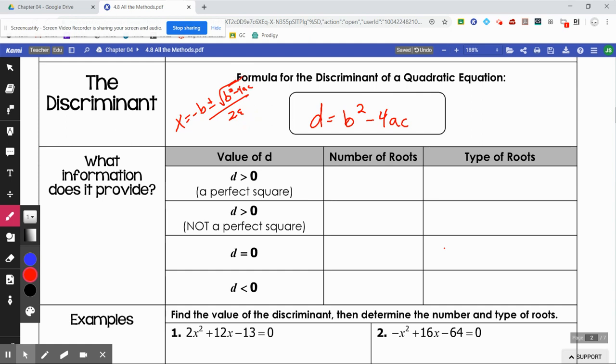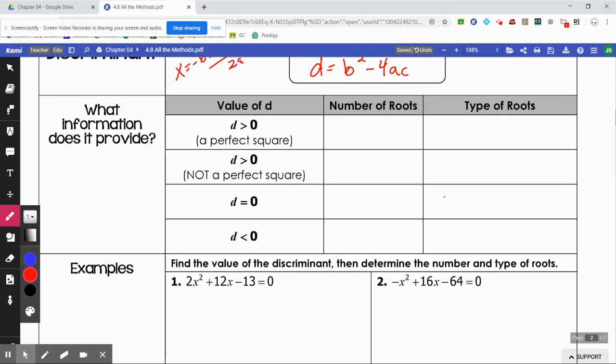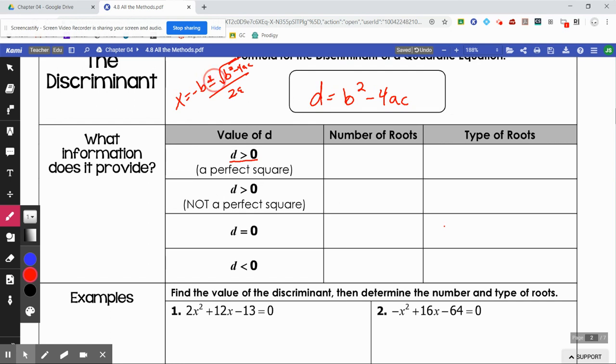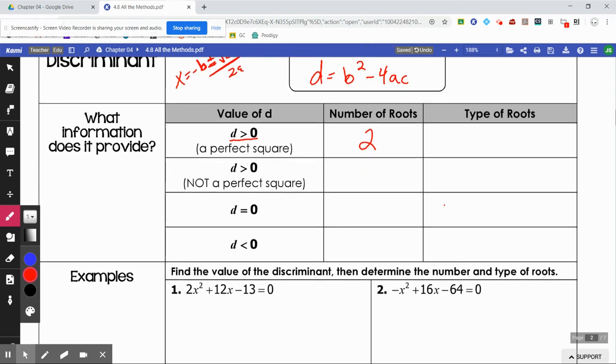Now, here's what the discriminant does for you. What information does it provide? If your discriminant is positive, greater than 0, and it's a perfect square, that means that in your quadratic equation, and you can remember the plus or minus, if this is something we know the square root of, then we'll be able to combine the b's and whatever that is. You'll be able to combine those like terms. So therefore, you'll have two answers, the plus answer and the minus answer, and they will both be rational answers.